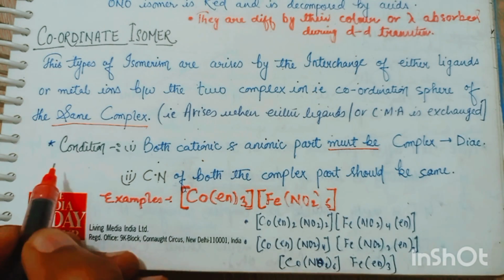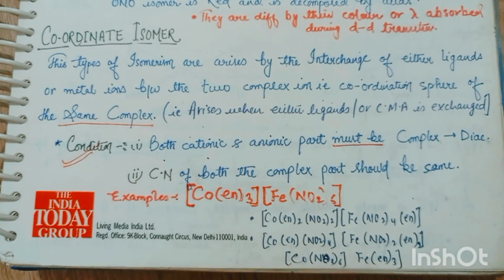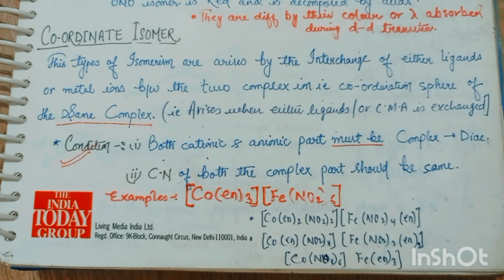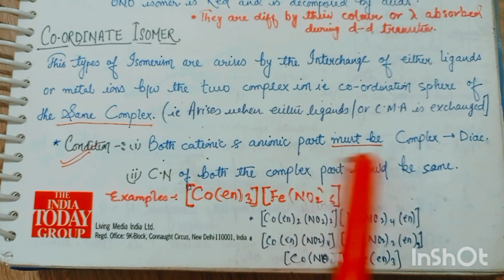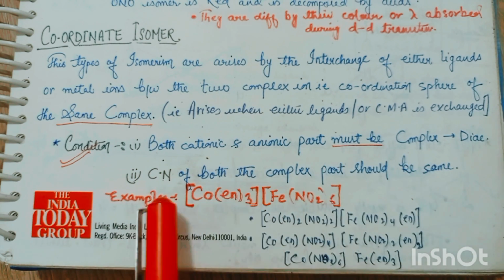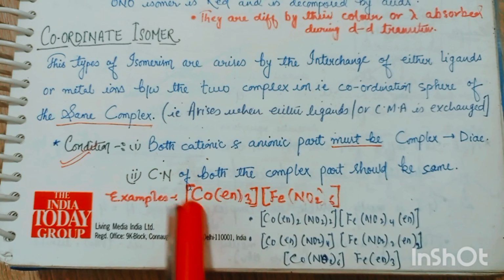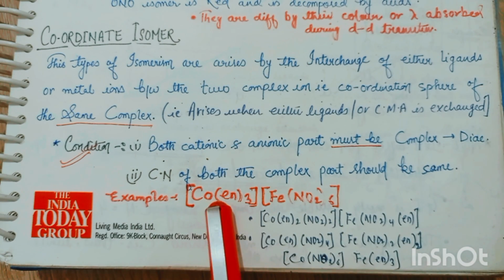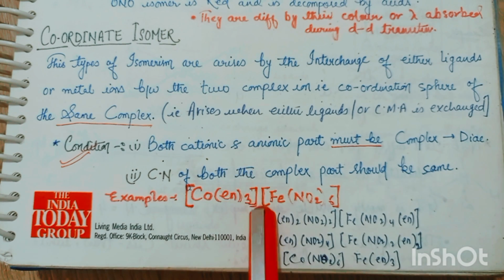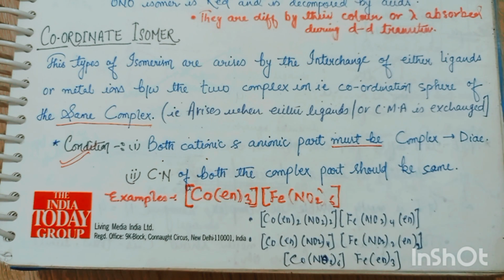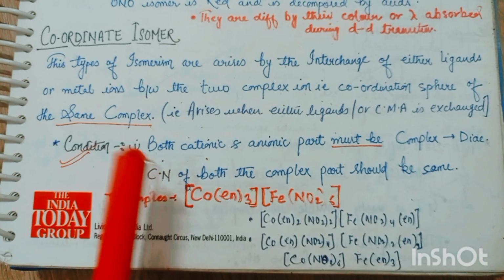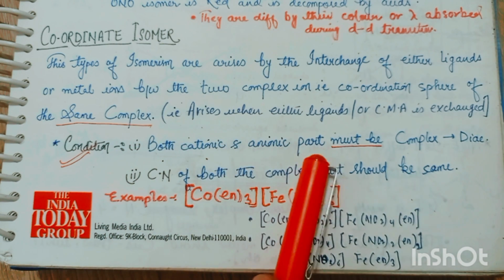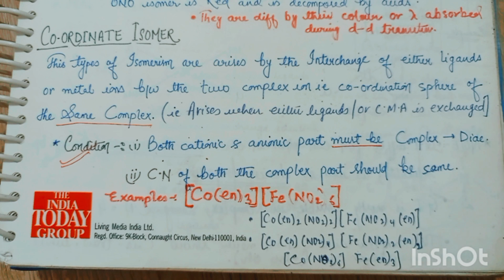Okay, and I'm always saying the conditions are important. Both the cationic and anionic parts must be complex. It means there should be two coordination spheres. It is possible only when both are coordination spheres, because inside the coordination sphere there is a complex part, outside the coordination sphere there is no complex part. So that's why I'm saying both the cationic and anionic parts must be complex.